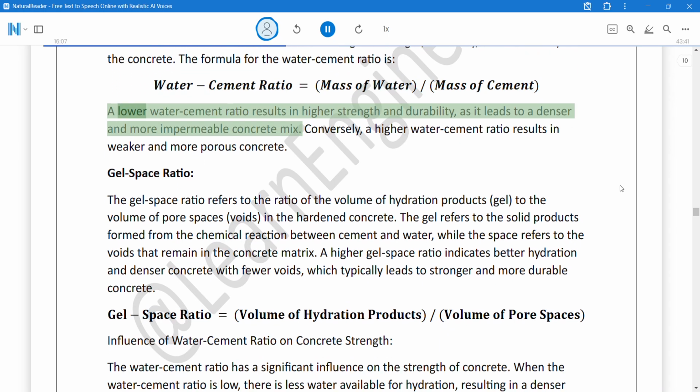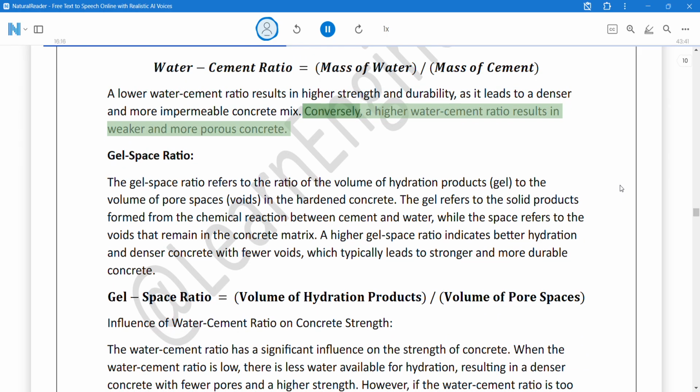A lower water-cement ratio results in higher strength and durability, as it leads to a denser and more impermeable concrete mix. Conversely, a higher water-cement ratio results in weaker and more porous concrete.